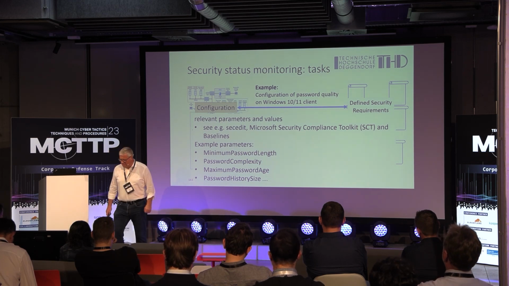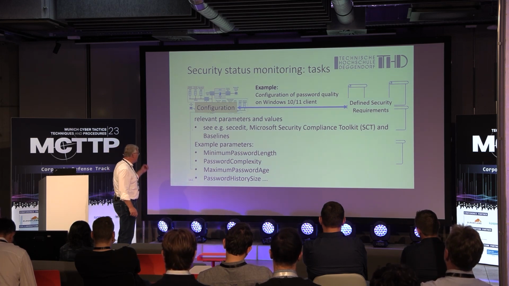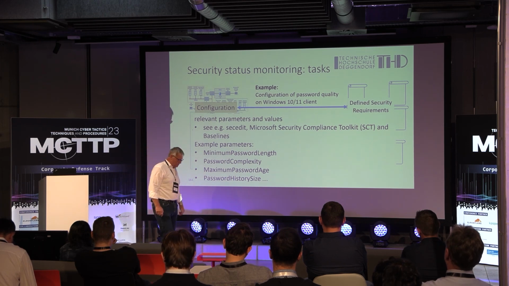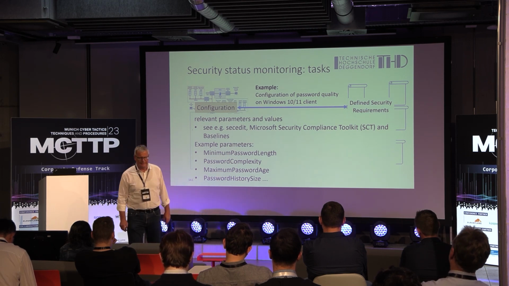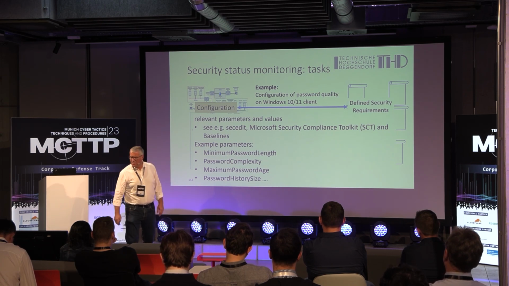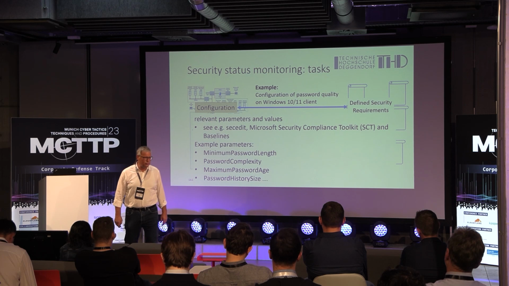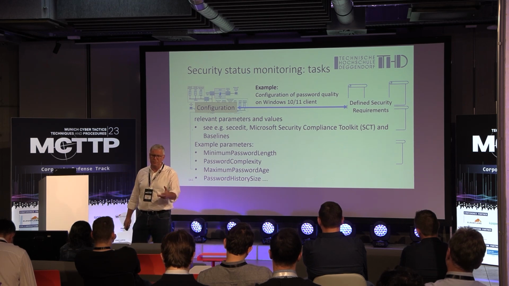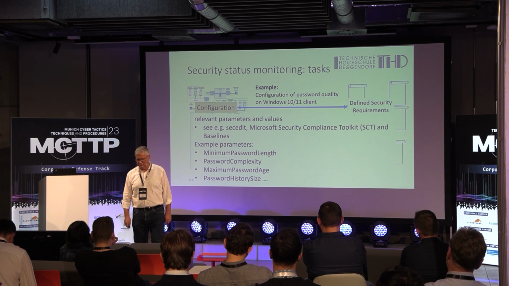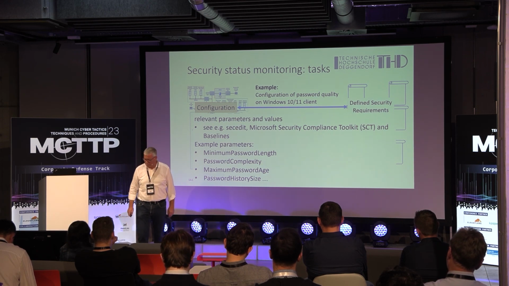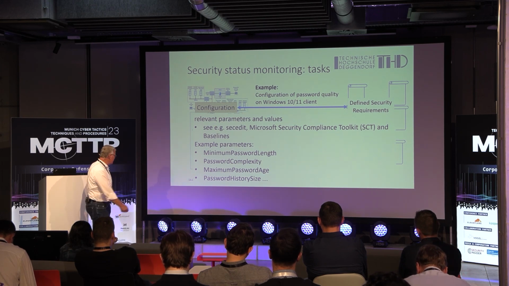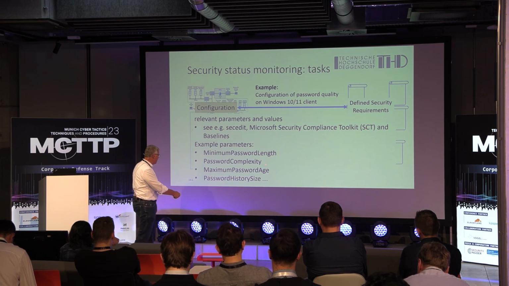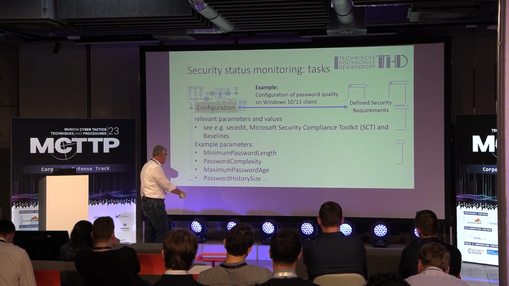So relevant parameters and values we can find out by the SecEdit tool from Microsoft or the Microsoft Security Compliance Toolkit, and the corresponding baselines you can find on the internet and download. Then you get a proposal how to define the security configuration of your Windows 11 client. That is well known. That's nothing new. So as example parameters, I take only a few for passwords, only 4 here: minimum password length, password complexity, maximum password age, password history size.